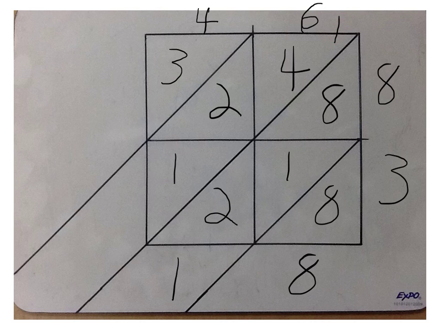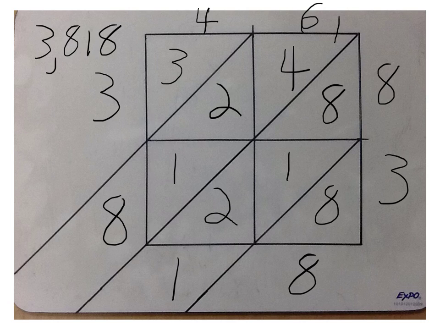Now I'll write 1 plus 4 is 5. So 5, 6, 7, 8. So I put my 8 down here. And 3 plus nothing is 3. And now I come up with 3,818. So I can write my answer 3,818. And there's my answer right there.